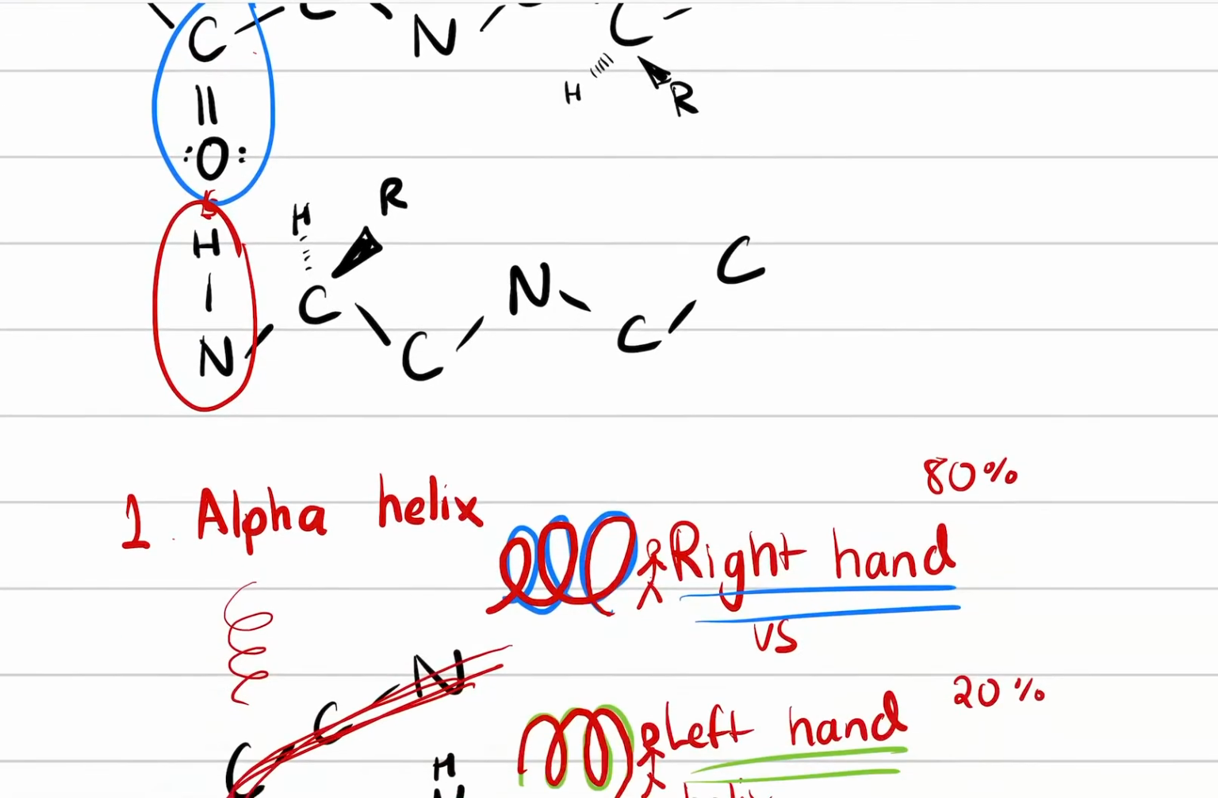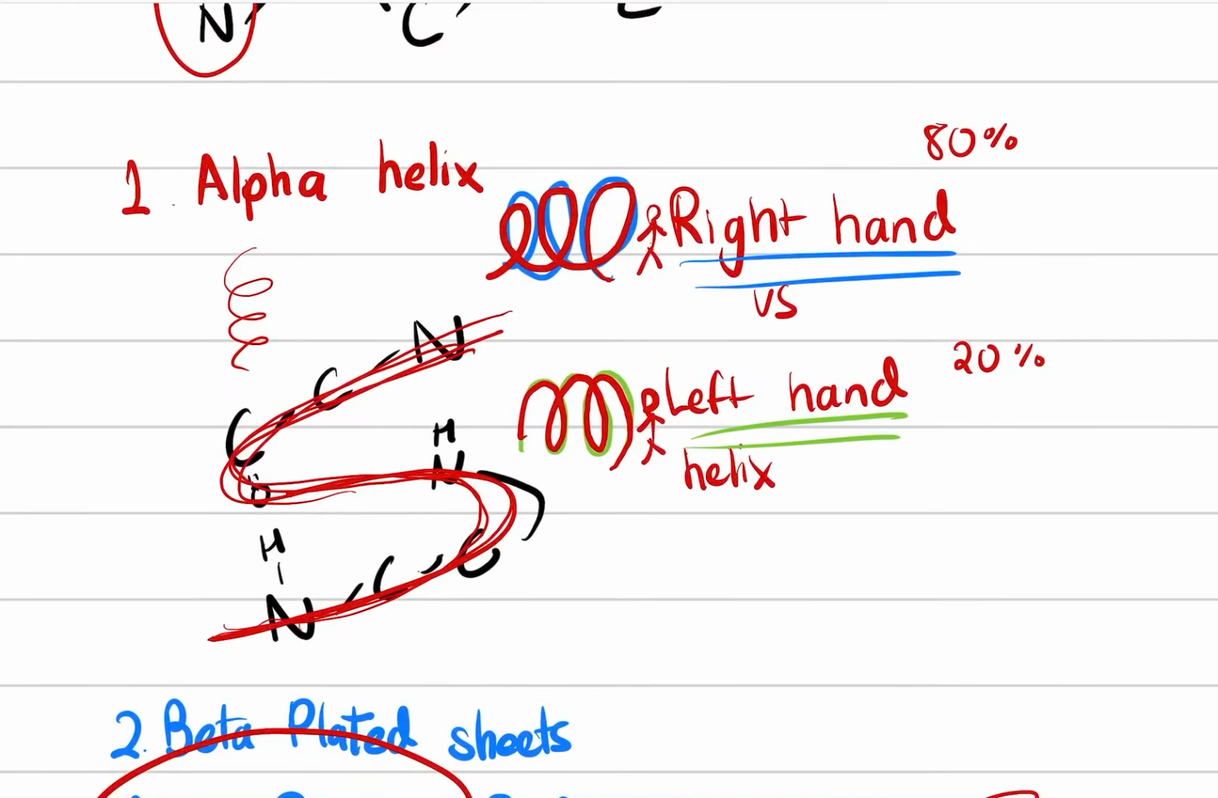and that really is the basic principle of the secondary structure. The first kind of secondary structure we have is the alpha helix. The alpha helix really is just a reference to the helical shape that is formed when we have this kind of folding. And there are two kinds of alpha helix. We have a right-hand alpha helix and a left-hand alpha helix.